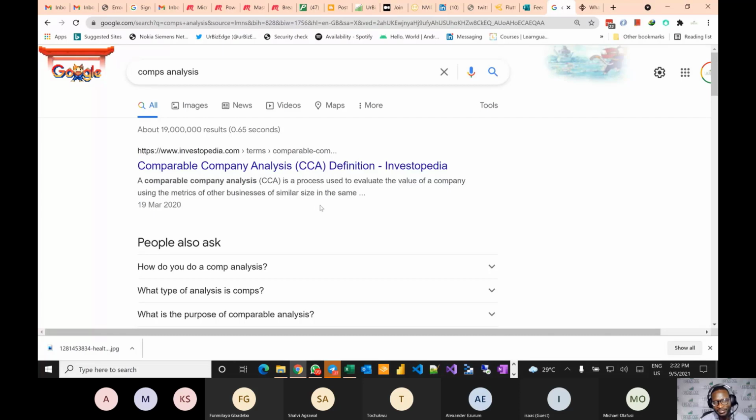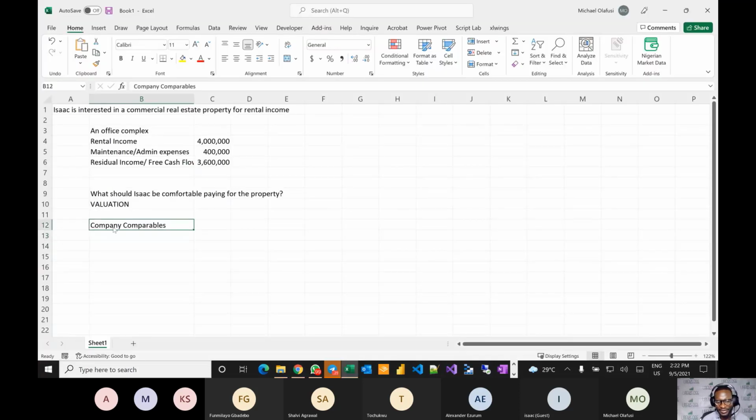Okay, comparable company analysis. The common word is comps, right? But the truth is, it's called valuation multiple.